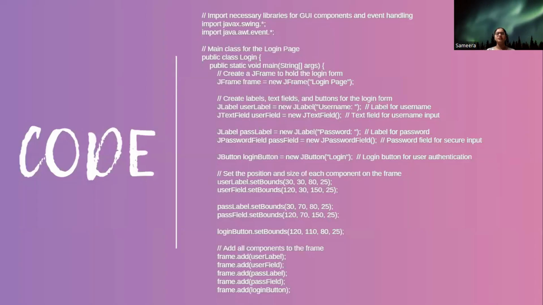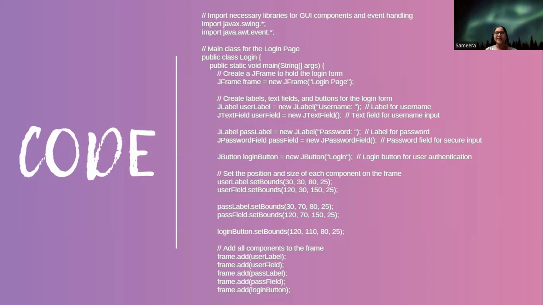Now let's look into an example code implementation. In this code, we're first importing necessary libraries for GUI components and event handling: import javax.swing, and then import java.awt.event. Then we have a main class for the login page, public class Login, public static void main, String args. Then we create a JFrame to hold the login form: JFrame frame = new JFrame("Login Page").